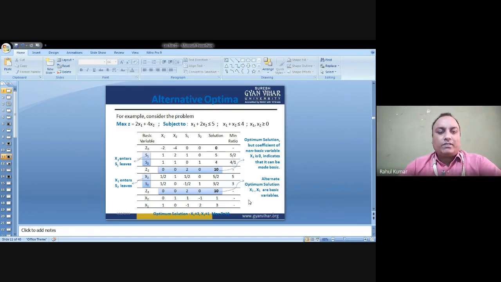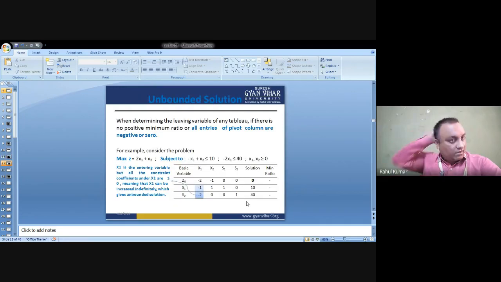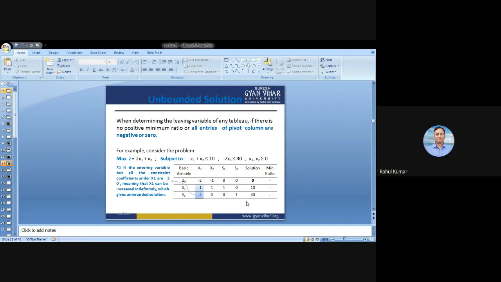Alternative optimal solution case, and then move to the next special case of the simplex method. This is the unbounded solution. For this case, if there is no positive minimum ratio, or all entries of a pivot column are negative or 0. For example, consider the problem.